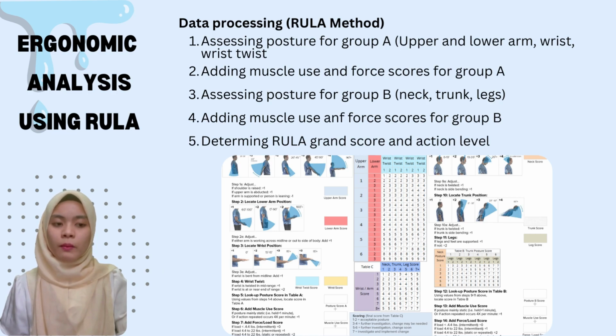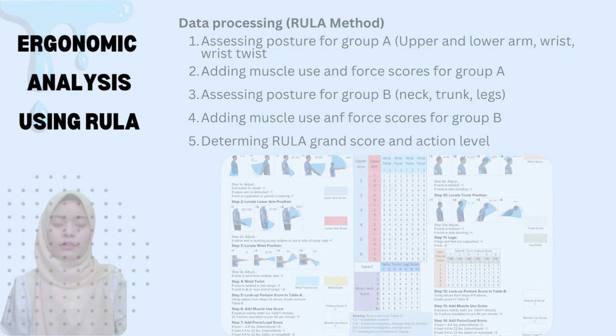According to the RULER method steps, the working posture of each component will be analyzed as follows. One is assessing posture for group A, upper arm, lower arm, wrist twist. Second, adding muscle use and force score for group A. Third, assessing posture for group B. Next, trunk and leg. Fourth, adding muscle use and force score for group B. Fifth, determine RULER grand score and action level.